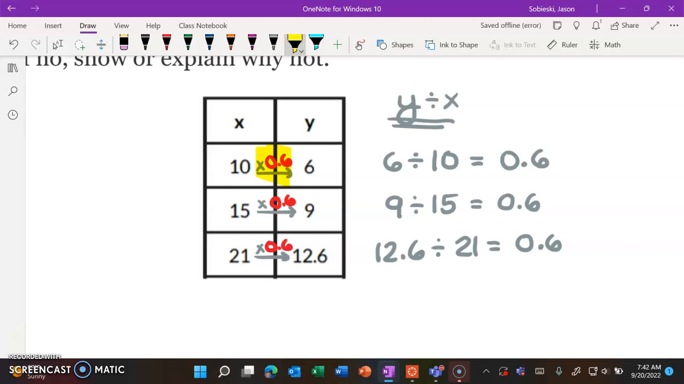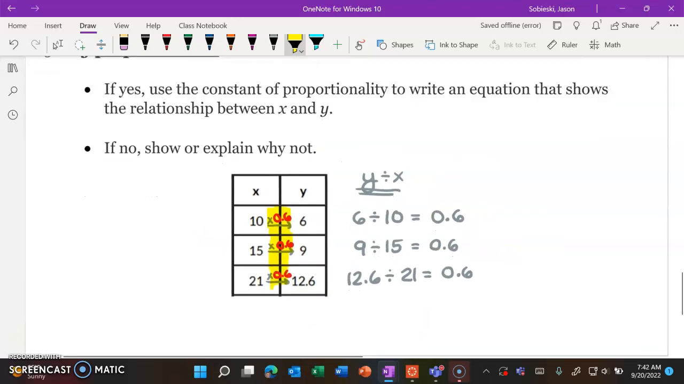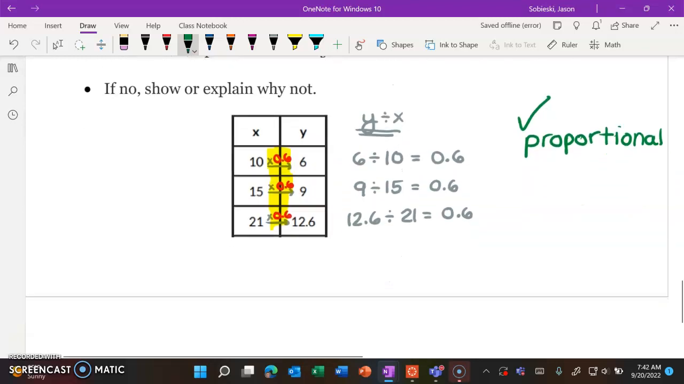And because these all became the same answer, you know it is proportional. So we're going to give it like a green check mark and say proportional, meaning whatever x and y are, there is a special relationship between them, right? There is a connection. Lastly, they want us to write an equation to represent this relationship.